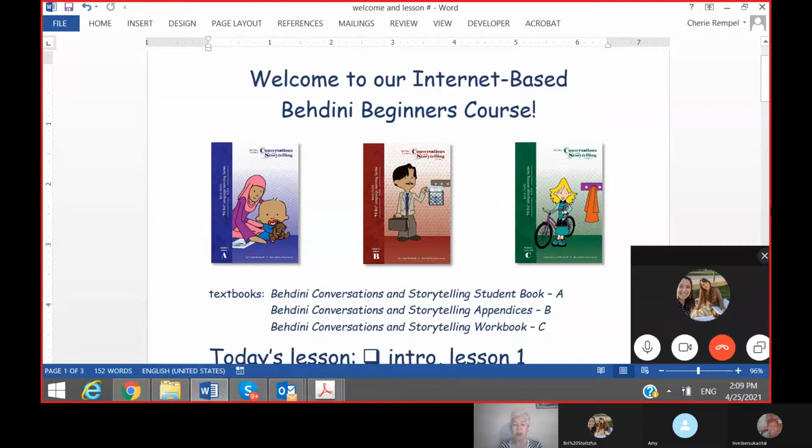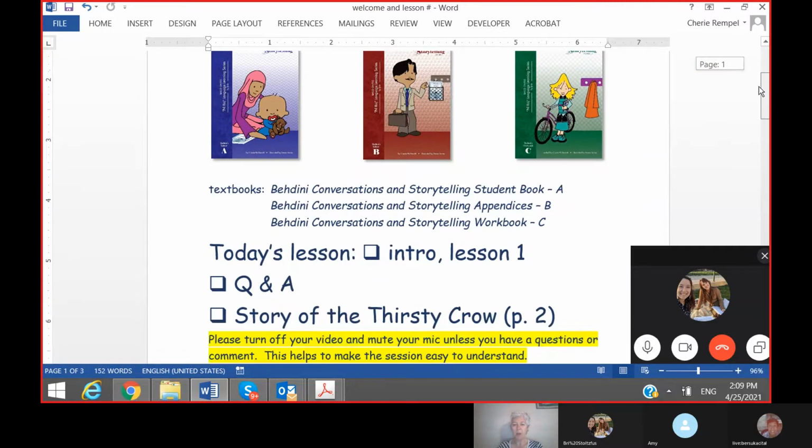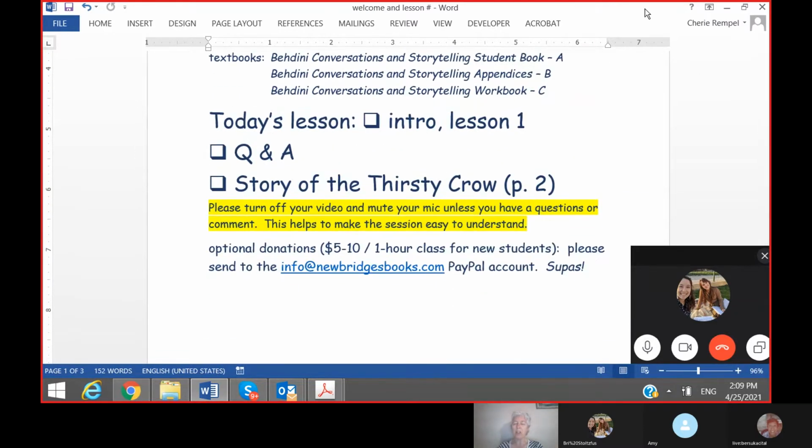In this course we'll be working through 3 textbooks: the blue book, the Behdini Conversations in Storytelling Student Book A, and then the red one, that's the B one, that's full of the appendices with the bilingual vocabulary strip. Also the Behdini Beginners textbook that I used to use. This is not all of the Kurdish language learning materials that I have, but this is what we're teaching in this course. So today we're going to work on just an introduction.